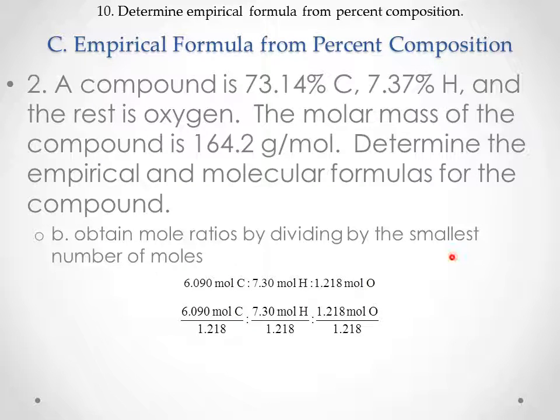So I'm just dividing each of these number of moles by the smallest number of moles, which in this case happens to be 1.218. When you do that, you're going to get 5 moles of carbon, 6 moles of hydrogen, and 1 mole of oxygen.